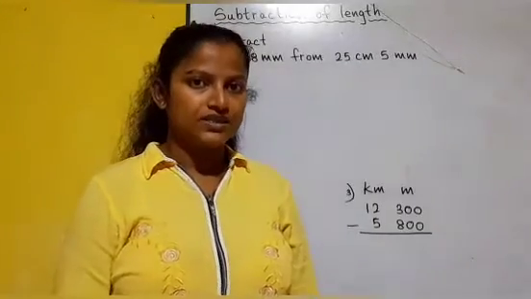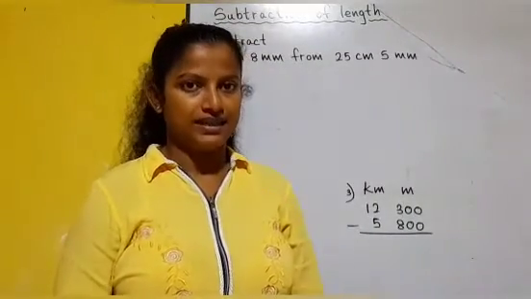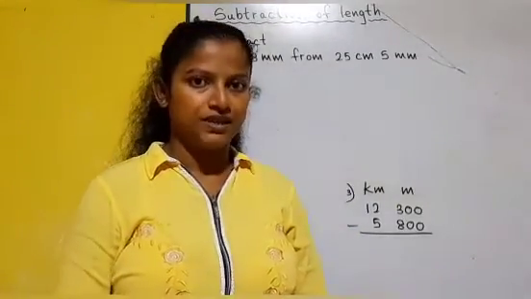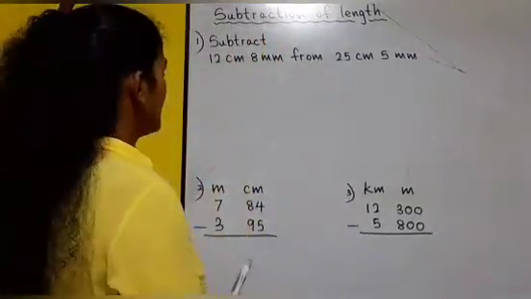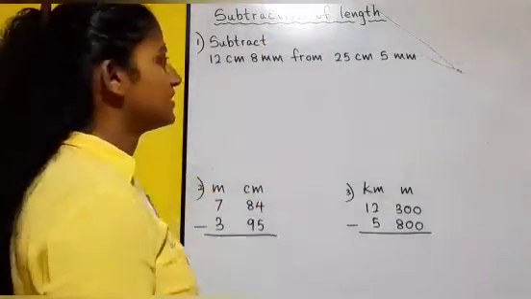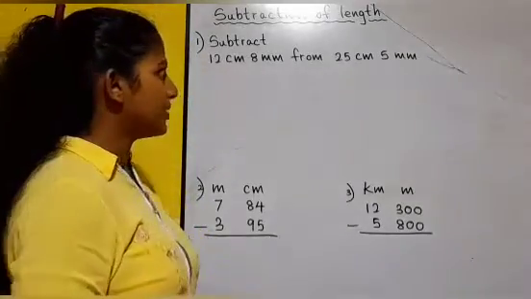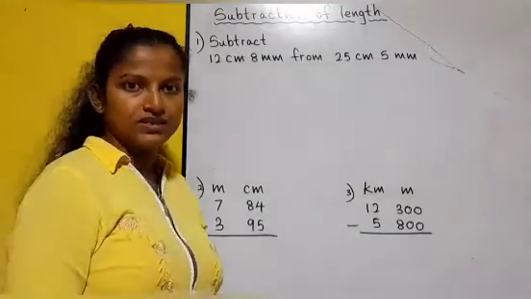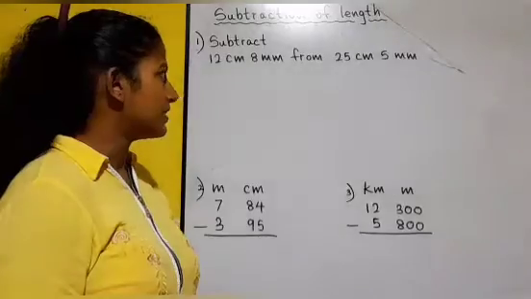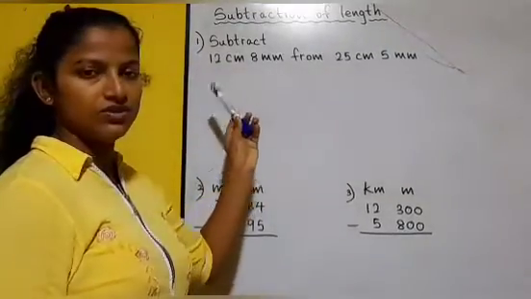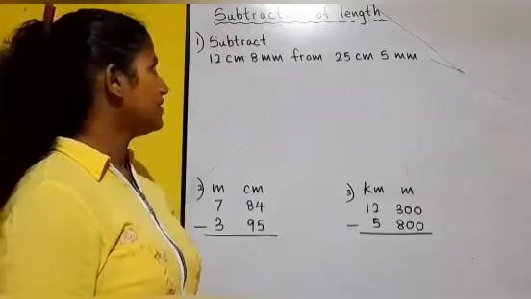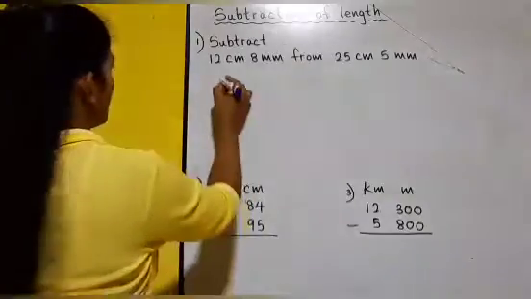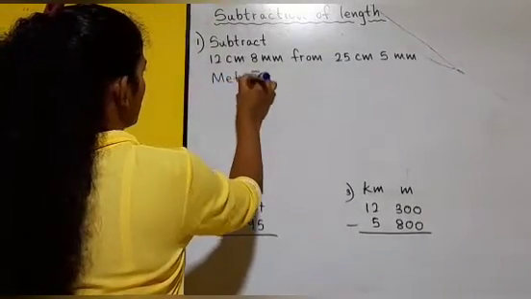Now we are going to discuss subtraction of length. In this one also we have to consider the relationship between two units. First one, subtract 12 centimeters 8 millimeters from 25 centimeters 5 millimeters. There are two methods to do this. In one method, we can convert the total amount into one unit and do the subtraction. I am going to convert it into millimeters.